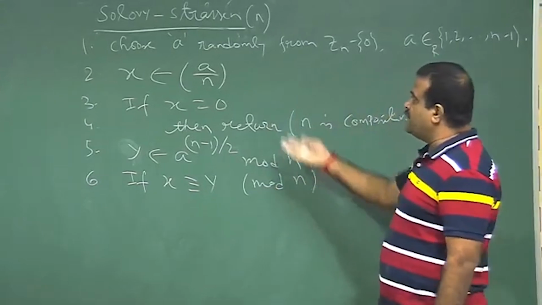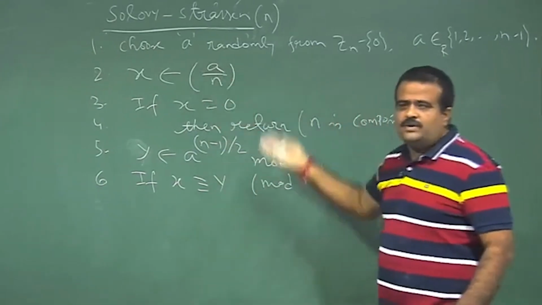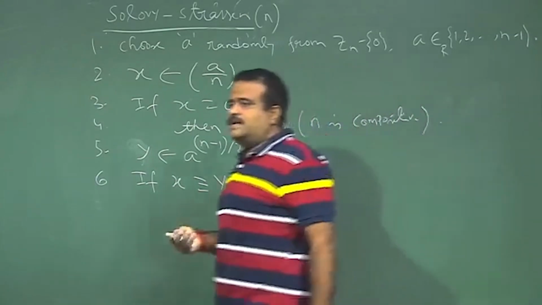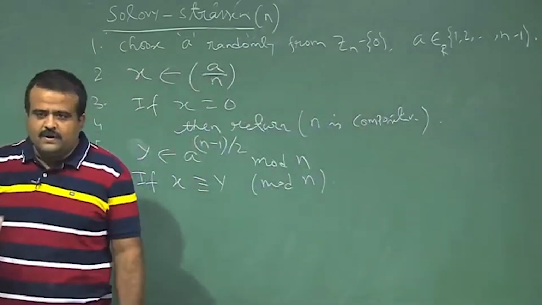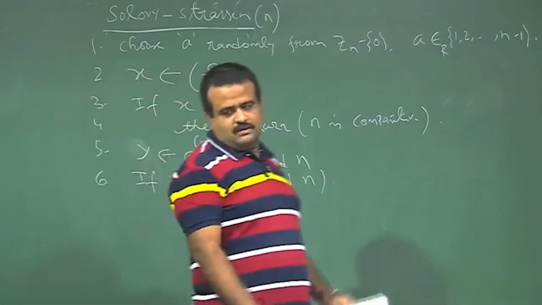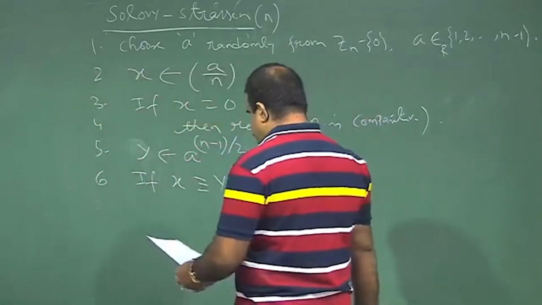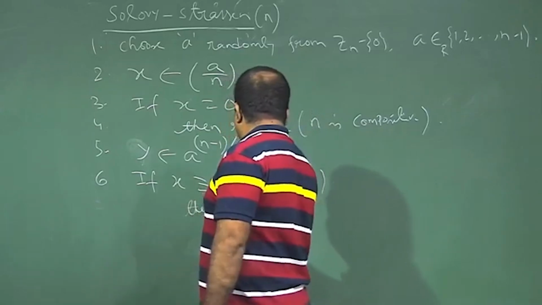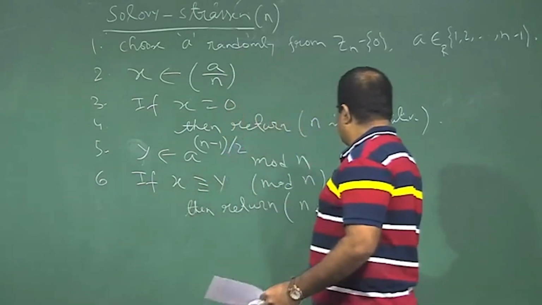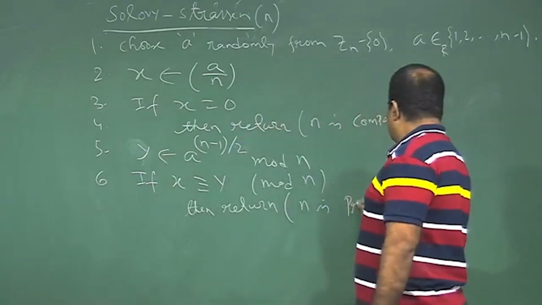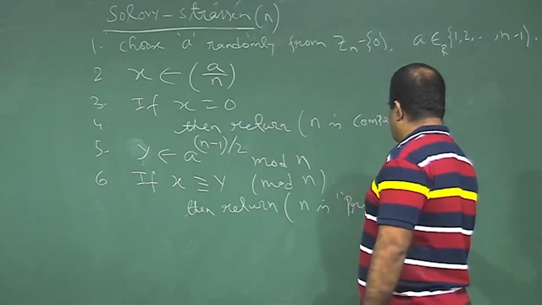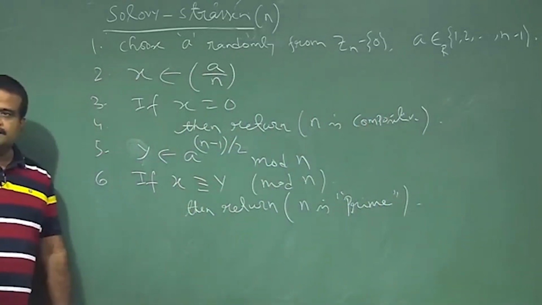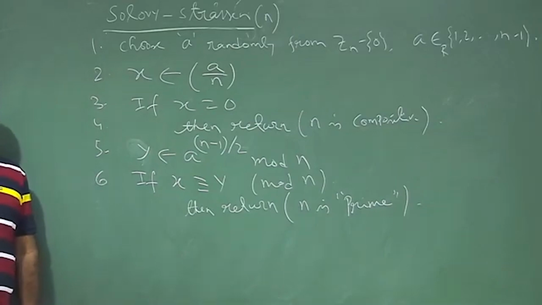Actually this should be a pseudo prime base a, but anyway since we are choosing a randomly, if a random choice of a tells us this n could be a prime, that's why it is a probabilistic algorithm. So then we return n is a prime, which should be this pseudo prime actually. Else, if this is not true, then we return n is composite, that is correct.